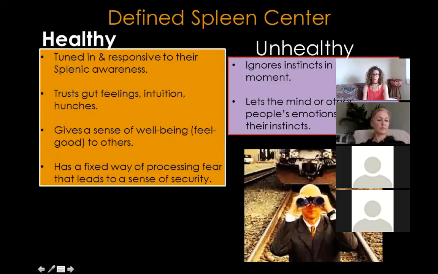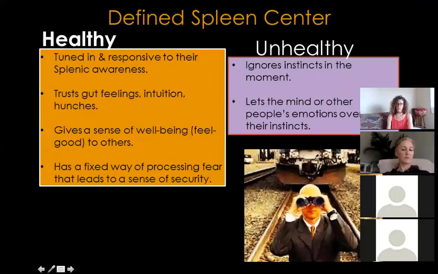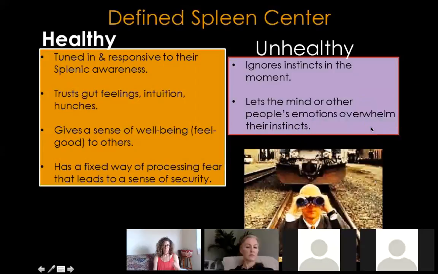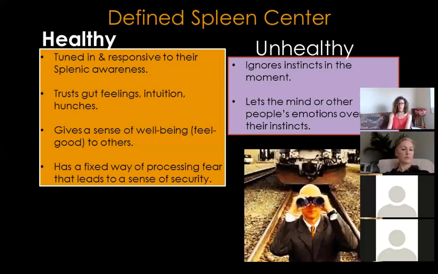The unhealthy is that they're ignoring their instincts, and they're letting their mind or other people's emotions overwhelm their instincts. And that's especially true if they have the open solar plexus. So if you have the defined spleen, but you have emotional or sacral authority, you can still listen to your defined spleen.